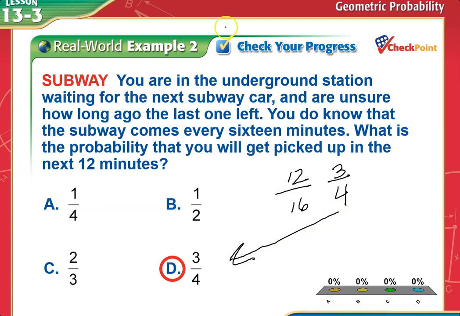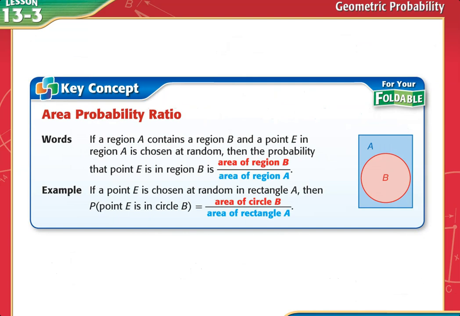Okay, so here's the next key concept, and it's about area probability ratio. So if a region A contains region B, then the probability of choosing, let's say, a random point that we know is in A but falls in B would be the area of the circle divided by the area of the rectangle.